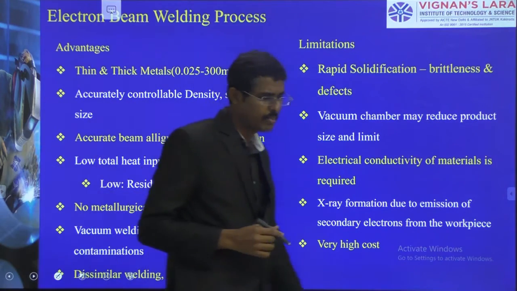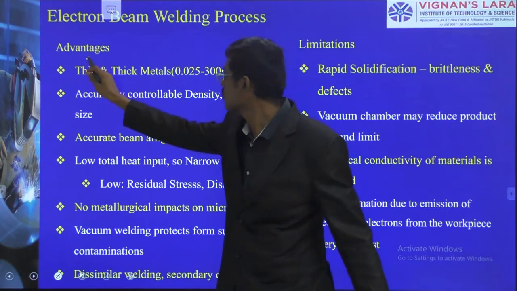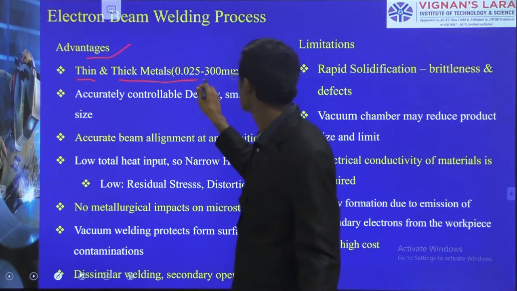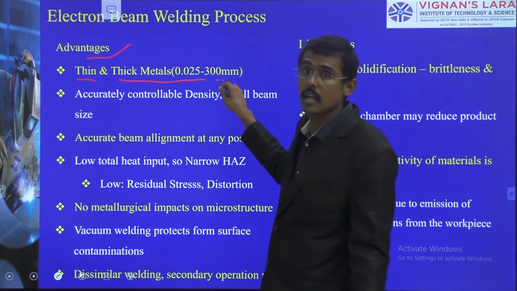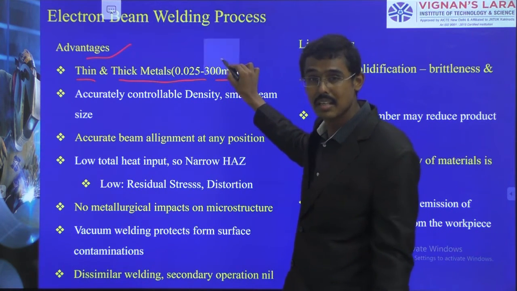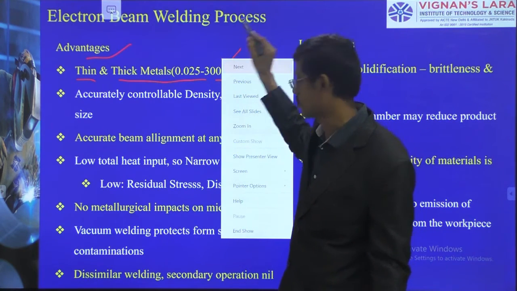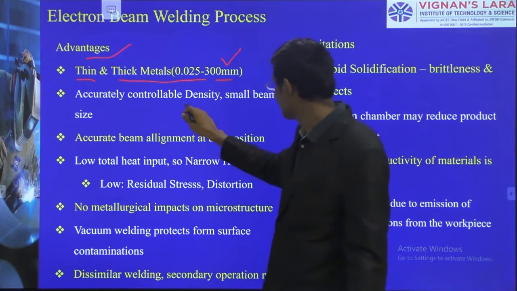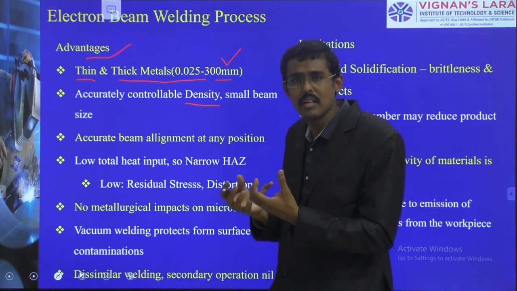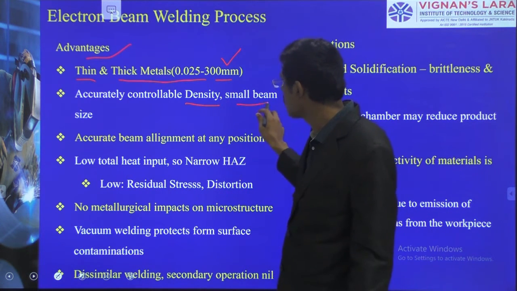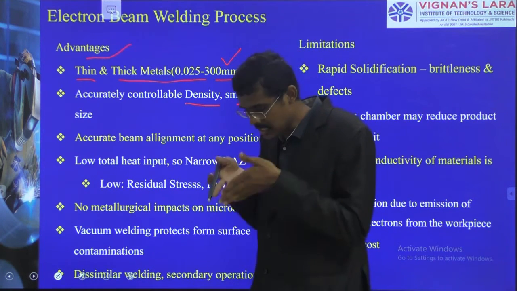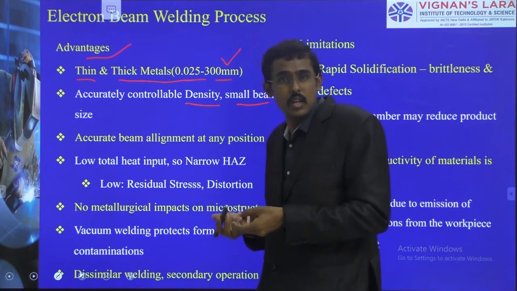Okay. So the advantages and limitations. The advantage is that it may be thin material or thick material, from 0.025 mm to 300 mm. We have seen one image of 104, but here we are mentioning up to 300 mm also. Keyhole welding is possible by the electron beam welding process. With accurately controlled, computerized density, 10^9 kilowatt per meter square we can apply. And the beam size is small, 1 mm, 0.8 mm, so the rays can be focused towards the workpiece. Therefore we are getting keyhole.